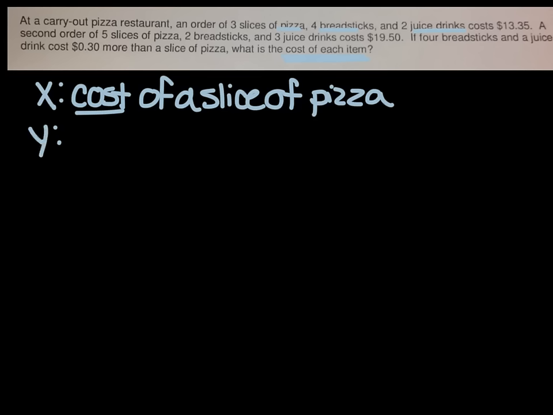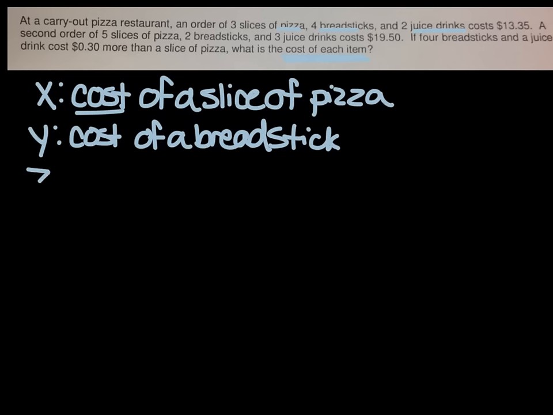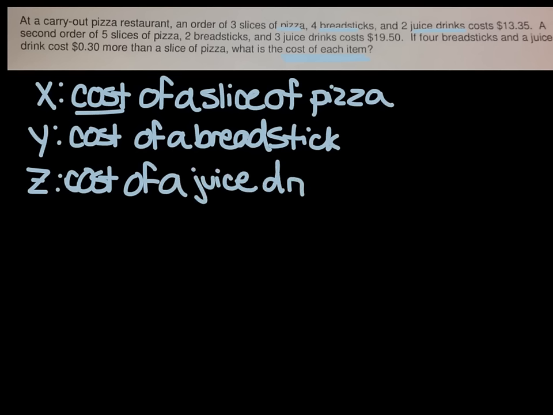y is going to be the cost of a breadstick. And z, and you can use A, B, C, you could use P, B, and J if you wanted, whatever letters you want, as long as you define them. z will be the cost of a juice drink. And then we need to set up a system of equations. We know we have 3 variables, so we're going to need 3 equations. So we're going to look at this.